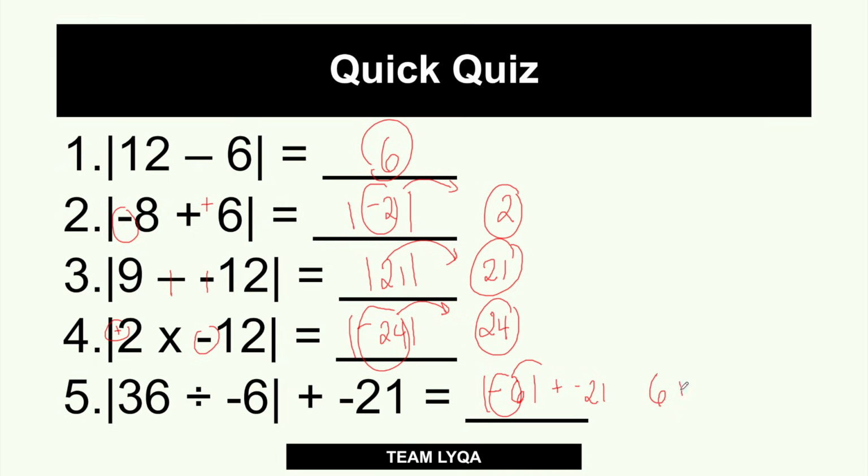Okay? 6, and then you have plus negative 21. Now, to solve this, mas malaki yung negative number, which is negative 21. So, the answer would be a negative number, and then 21 minus 6, which is going to give you 15. So, the answer is negative 15.